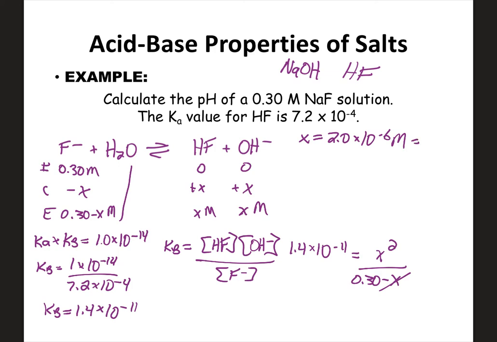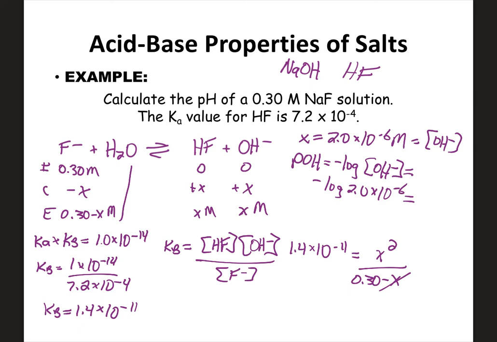And remember here, X was equal to OH minus. Pay attention to your ICE table. This is the concentration of OH minus here. All right, so when I do the negative log of this, that's going to be a pOH. So pOH is going to be equal to the negative log of the concentration of OH minus. That's going to be the negative log here of 2.0 times 10 to the minus 6. So my pOH, when I do the math here, is going to be 5.70.